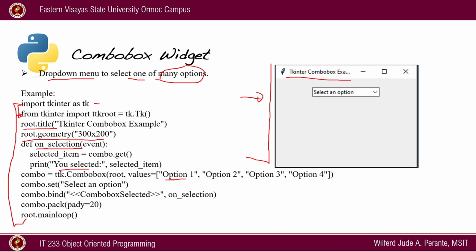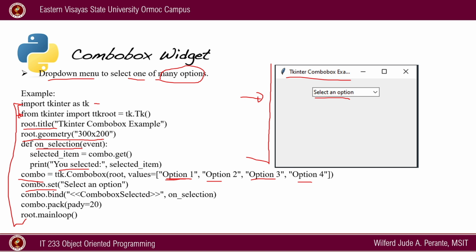So here, the combo is equal to tk combo box, with our list of specified values, which are option 1, option 2, option 3, and option 4. And this is the default value that it will display. That is what we see in this example UI.